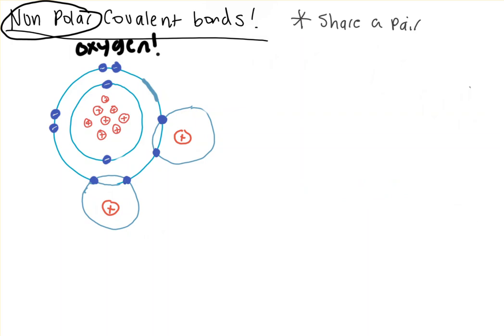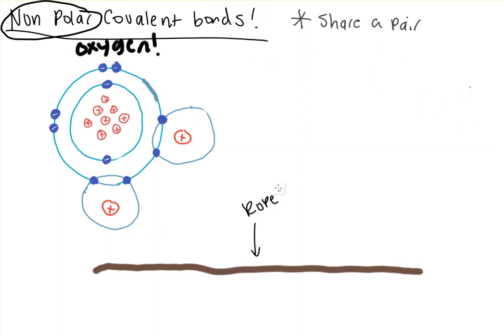Okay, so what I'm going to do is draw myself a rope. So here's my rope. And we're going to play tug-of-war. And we're going to think of protons as being the units of force available to pull on electrons with. So the rope is representing electrons in a shared pair, and the protons are representing team members.